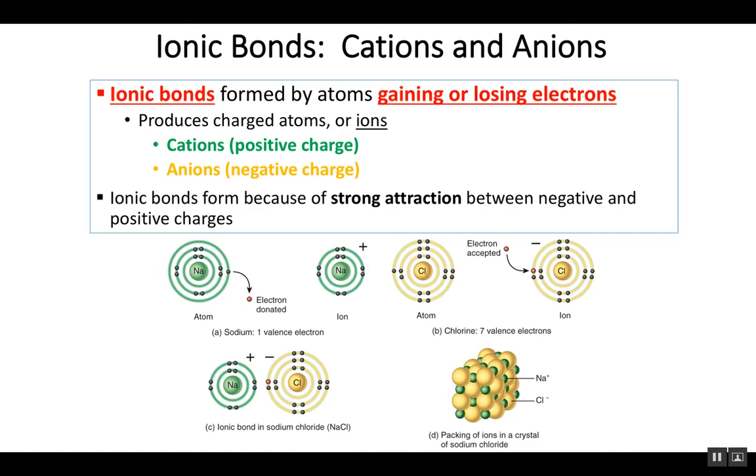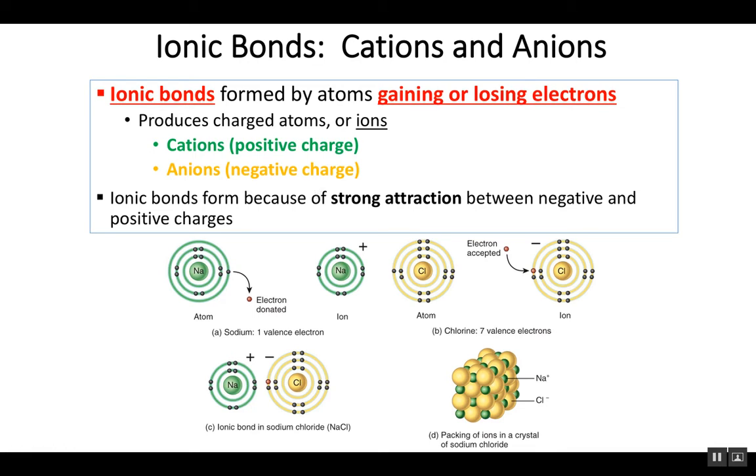If an atom loses an electron, which is negative, when you lose a negative, you become positively charged. So atoms that lose electrons are positively charged cations. The opposite would be if you gained an electron. If you gain a negatively charged electron, you're an anion, which is a negatively charged ion.